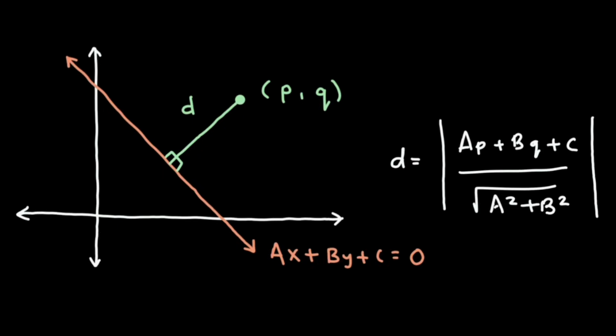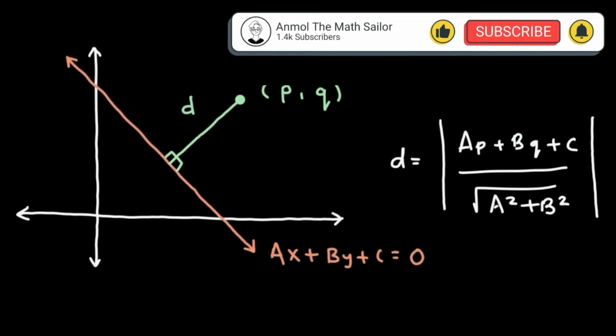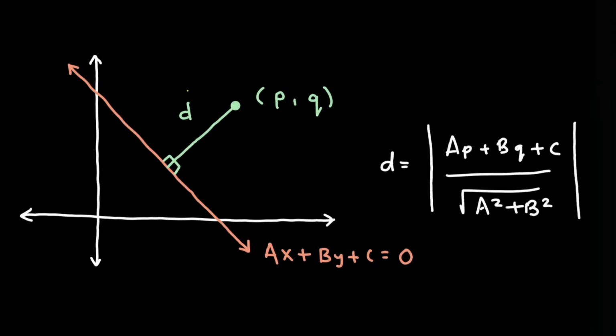How can we prove this formula? Okay, now let us start with the solution. So the first thing that we can notice over here is that the distance d is special because it is a perpendicular from a point to a line whose equation is this thing.